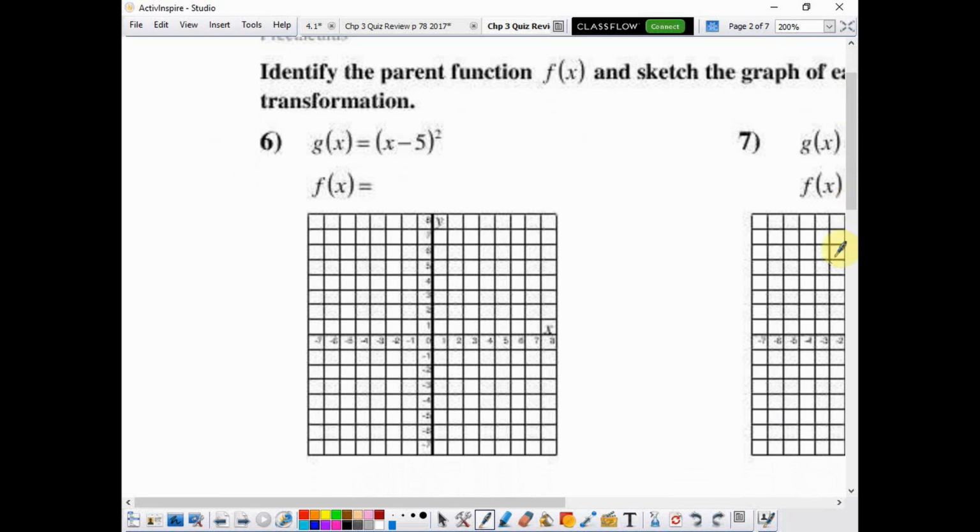Identify the parent function. This is a square function, so the parent function is f of x equals x squared. 0 squared, 1 and negative 1 squared, 2 and negative 2 squared, 3 and negative 3 squared are part of this parent function. I'm going to dot that in because it's not actually part of my answer. My answer will be first, the identification of the parent function, and second, the graph of the transformation.